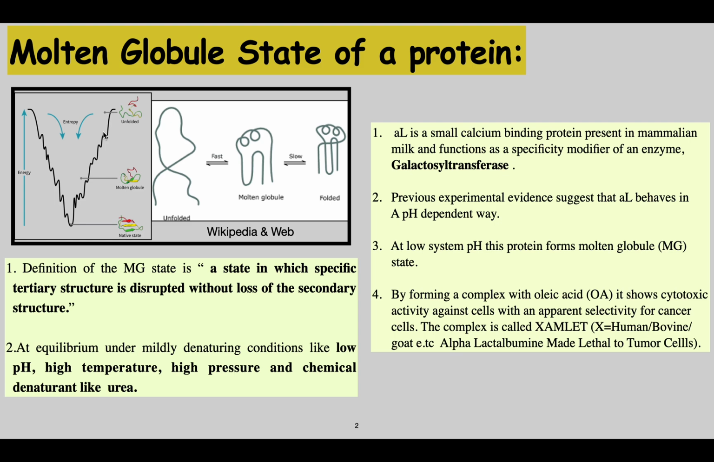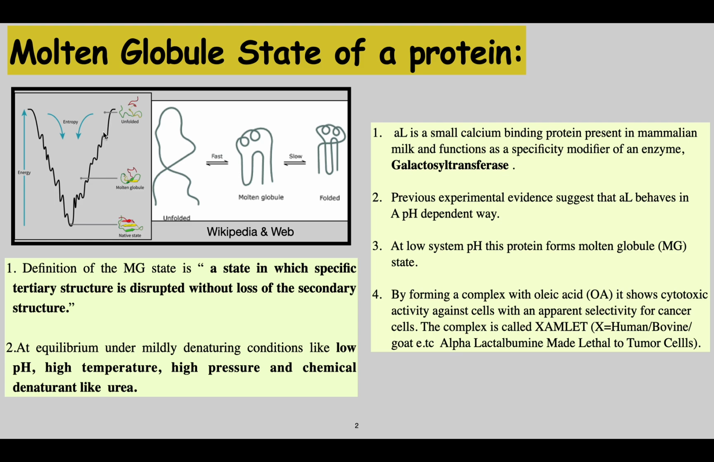To explore this, we consider the alpha lactalbumin protein, which is a small calcium binding protein present in mammalian milk and functions as a specificity modifier of an enzyme, galactosyltransferase. Now previous experimental evidence suggests that this alpha lactalbumin protein behaves in a pH dependent way, that is, if pH changes, its conformation and various properties change, and activity basically changes.